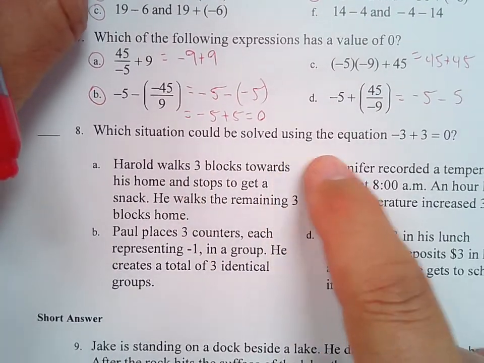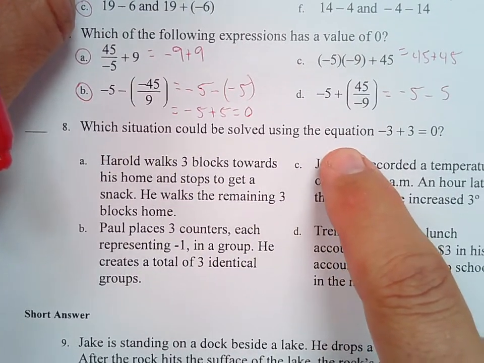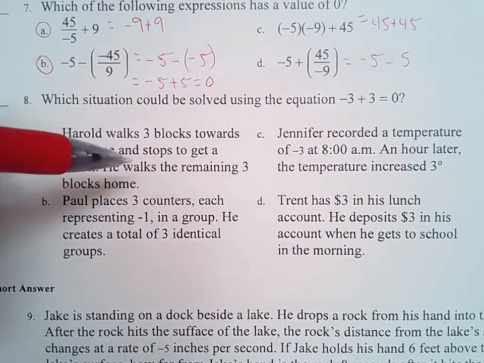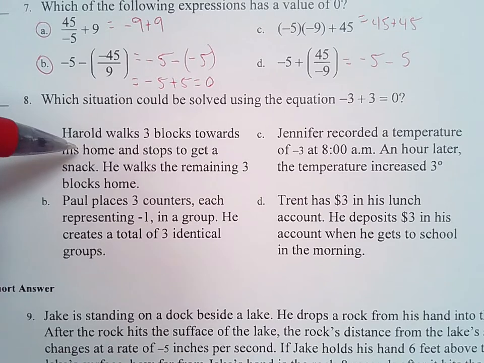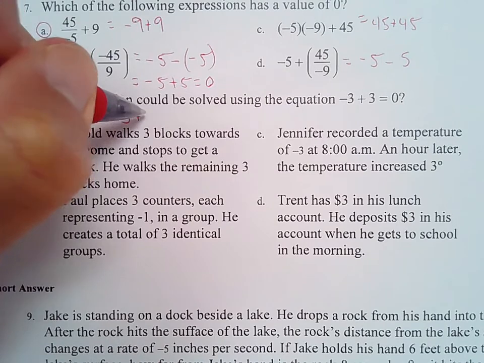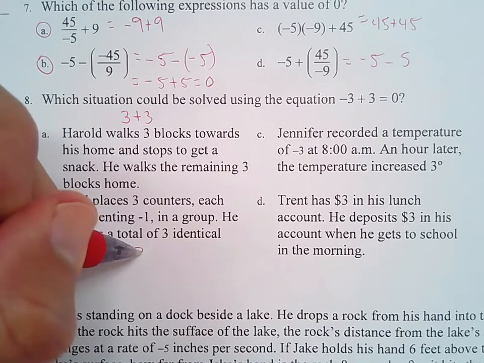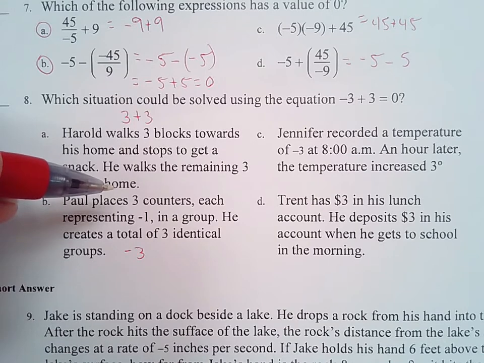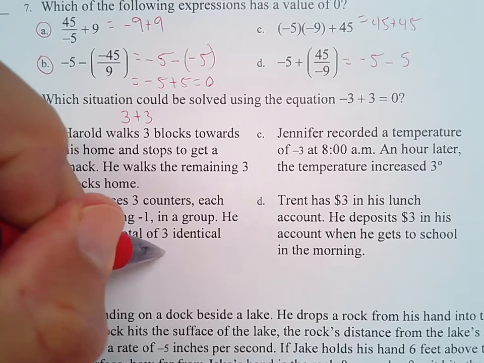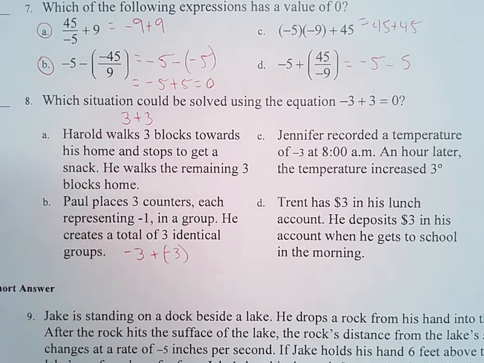Which situation can be used? Solve using the equation negative 3 plus 3 equals 0. Let's see. Harold walks 3 blocks towards his home and then stops and gets a snack. He walks the remaining blocks home. It looks like he would walk 3 and then 3. So I don't think that's it. Paul places 3 counters, each representing 1, so that's negative 3. He creates a total of 3 identical groups. Okay, so that looks like that would be plus another negative 3. I don't think that would be it. And I'm checking my answers just in case here. Yeah, so that would be that.